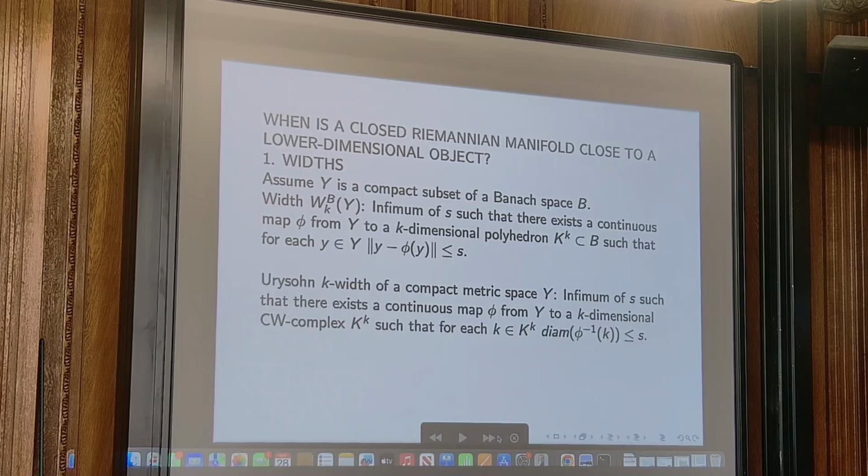And there is some kind of more abstract notion of width called Urysohn k-width. So there Y is not a subspace of anything. So we take the infimum of S such that there exists a continuous map to some k-dimensional complex, so that diameters of inverse images of all points are bounded by S. Now, if Y again sits in B, it's immediately clear that we could majorize this k-dimensional Urysohn width in terms of the width in this Banach space B by less than or equal to 2 times W_k(Y, B).